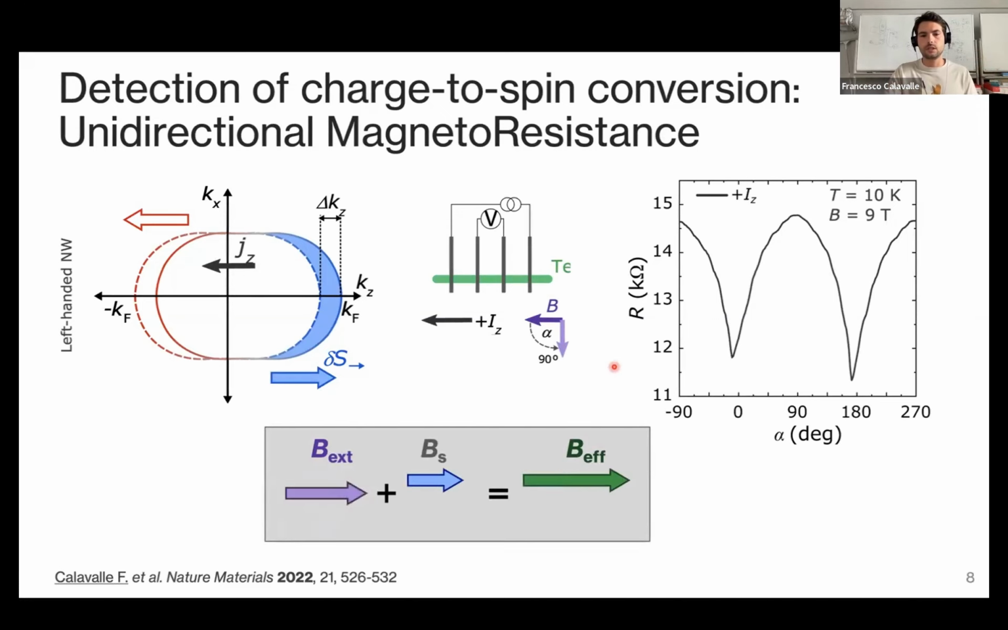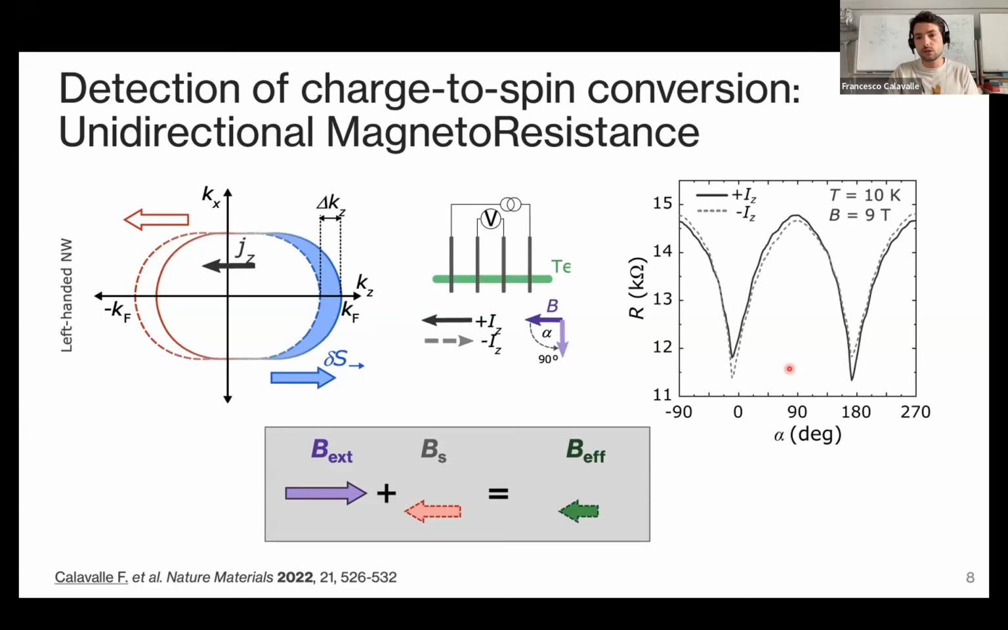If we reverse now the current direction, what we have is the generation of the opposite spin density, and so an opposite behavior of this angular dependence. And this is basically a unidirectional magnetoresistance effect, which can also be seen as a rectification effect or a non-reciprocal charge transport. And this is basically the manifestation of this charge-to-spin conversion phenomenon.